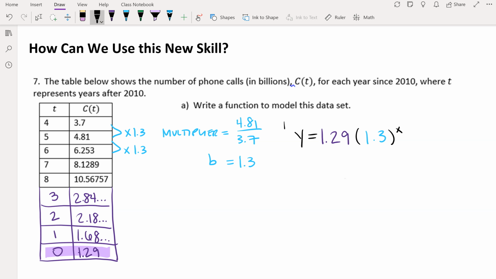This function models the real world number of phone calls in billions for each year since 2010. All right. That's the lesson for today, y'all. If it isn't making sense, make sure you ask questions. All right. Good work.